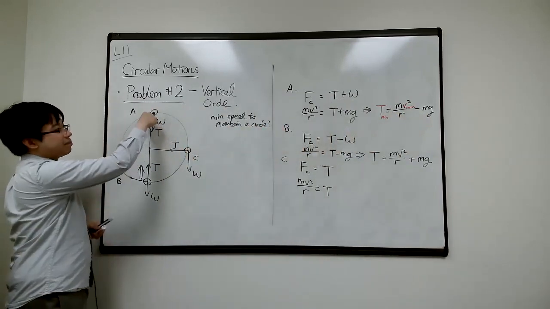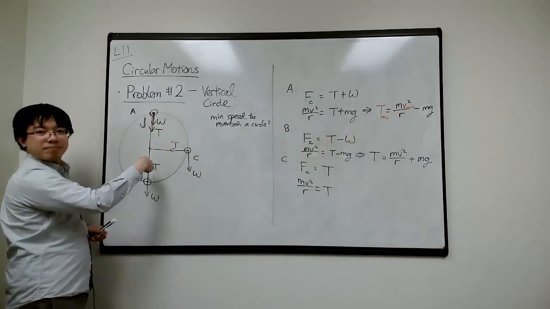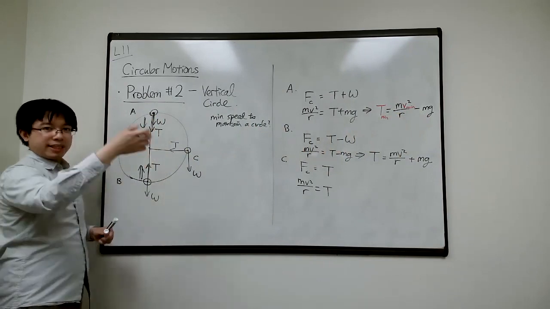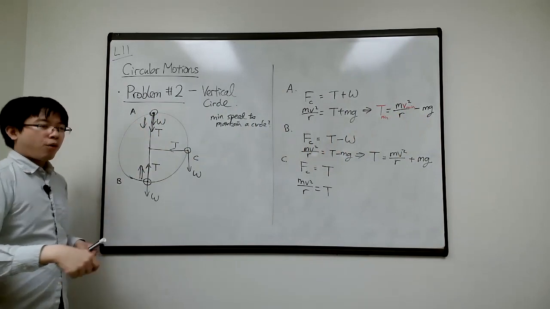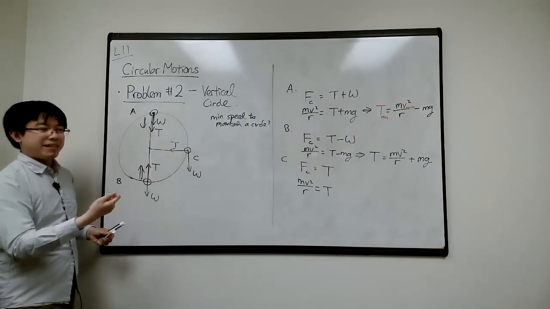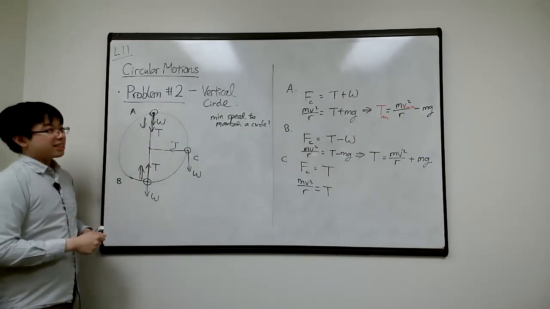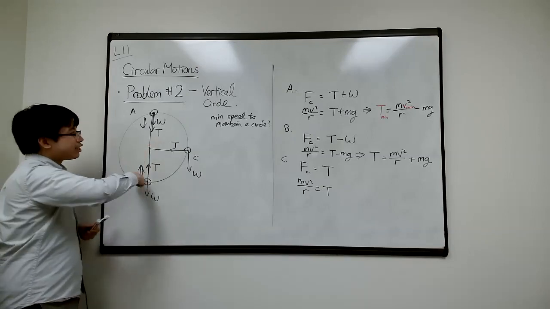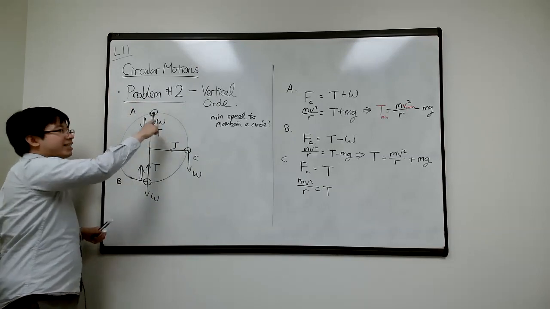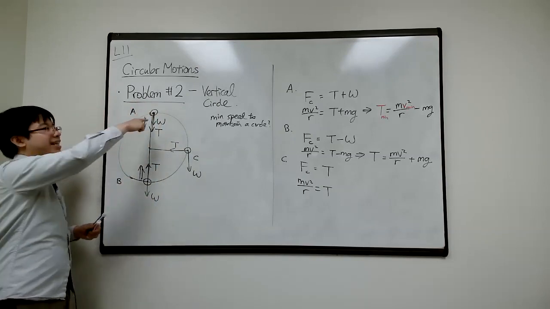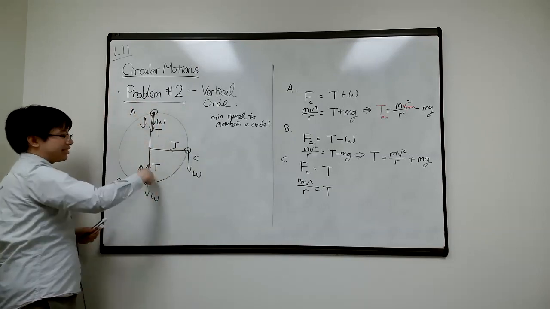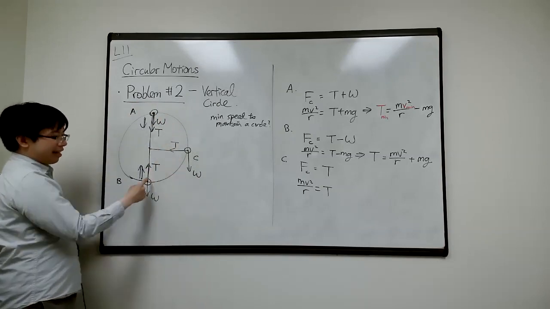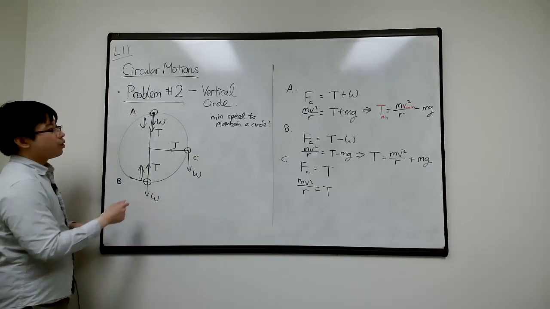Can it be 0.1 newtons? Yes, if you spin it very slowly, at some point it's 0.1 newtons. Can it be 0.001 newtons? Yes. Can it be 0 newtons? Can T be 0? Yes. It just goes over the top, and at that point there's 0 tension, and then there's tension again as it goes this way, and at the bottom you have tension again. So it can be 0.